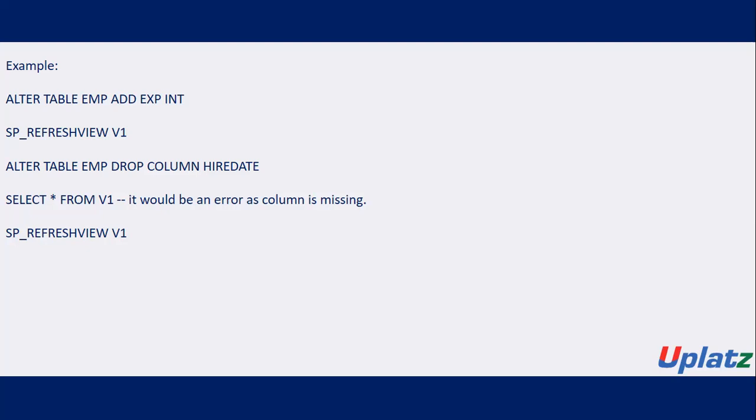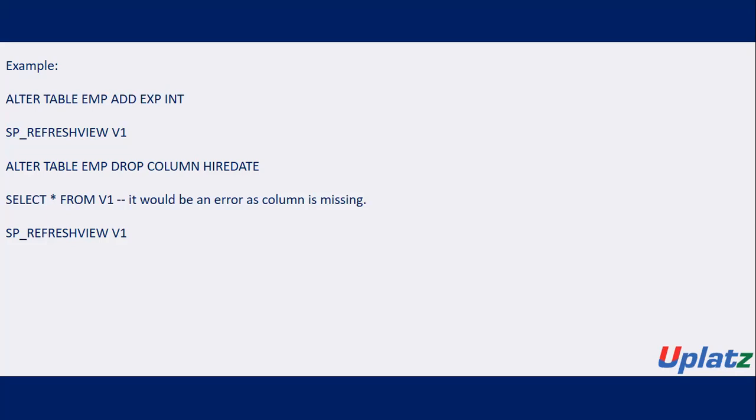So we are refreshing the view with the help of a procedure, that is sp underscore refresh view v1. What is the command here? That is sp underscore refresh view, space, name of the view is v1. So once we refresh the view v1, then we will be able to see the exp column that is created on the table employee.